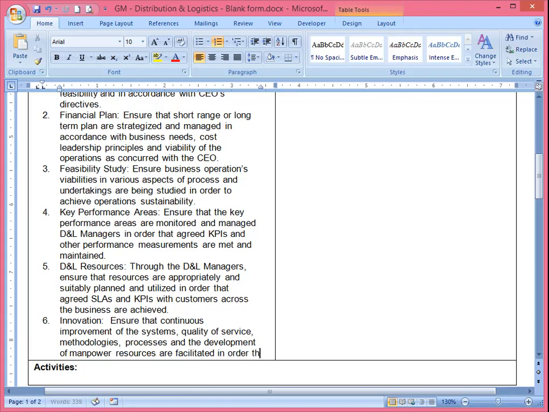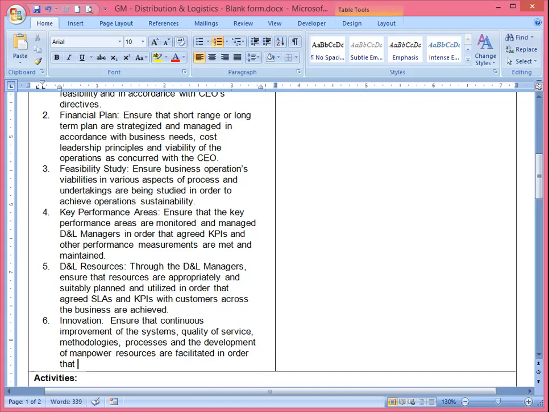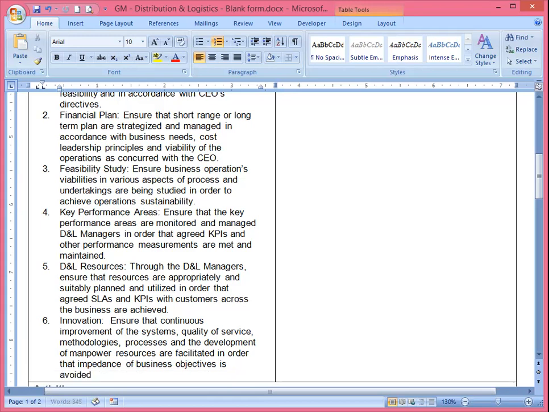In order that impedance of business or disruption, you can say disruption also. Okay, just use impedance. Objectives is avoided. All right, definitely. We don't want disruption of any kind with our business, right?